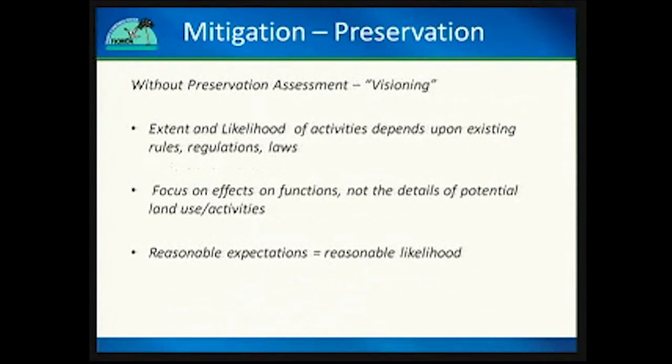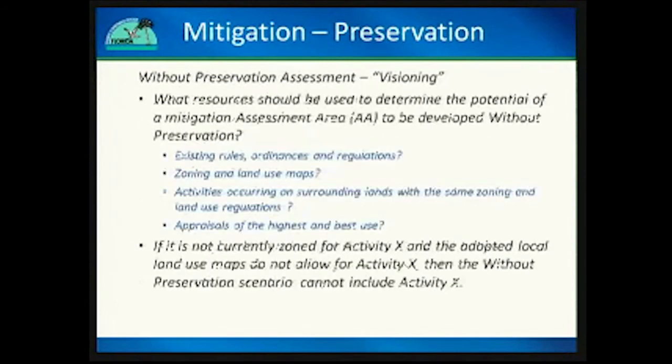All right. So again, this is giving back to the reasonable likelihood, the reasonable expectations, the reasonably anticipated outcome that you're going to be looking at. I would focus on functions and maybe not the details of potential land use and activities. So you have to look and think about what's going to be there. What resources should be used to determine the potential mitigation assessment area to be developed without preservation? Again, you're going to look at all these things. However, should I consider the highest and best use? I think it's one of the questions we have further on, Mark, we'll get to: should I consider worst case scenario?